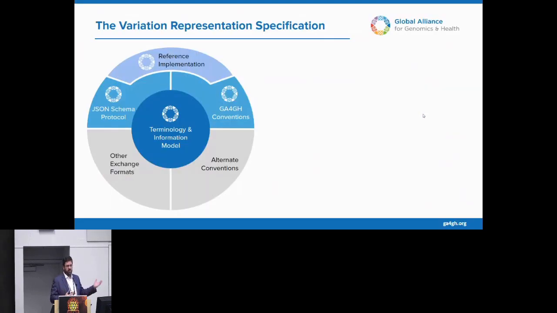So one of the standards we're using is the Variation Representation Specification. This GA4GH specification helps us with interoperable exchange of variant data such that it's machine readable and interoperable across resources. It's based off of a core terminology and information model that defines all the different components: what's an allele, what's a sequence location, what's a sequence. On top of that, it builds a JSON schema. There are GA4GH conventions for how we normalize variants using this specification, and then a reference implementation that applies it so that you can use it in an applied setting.